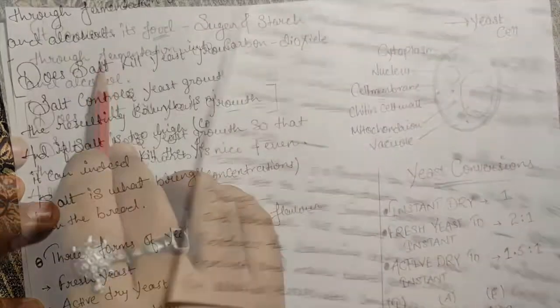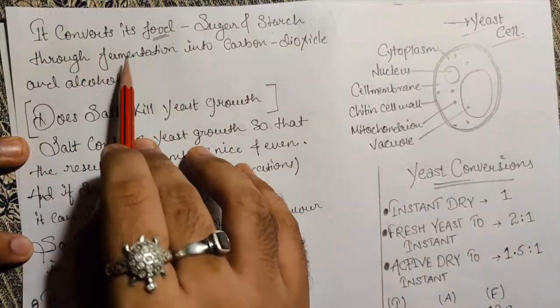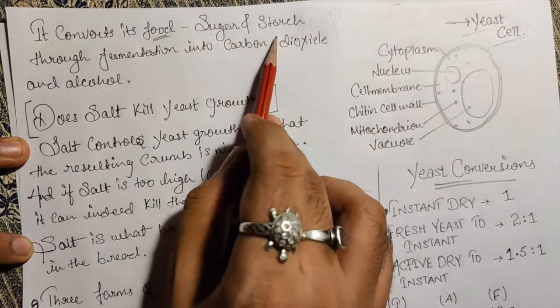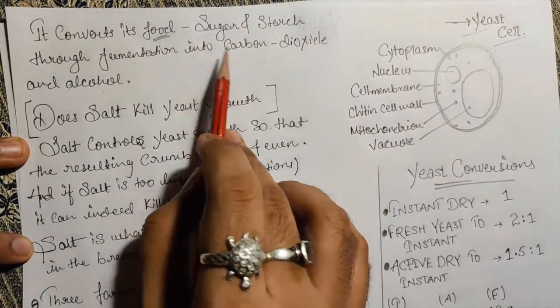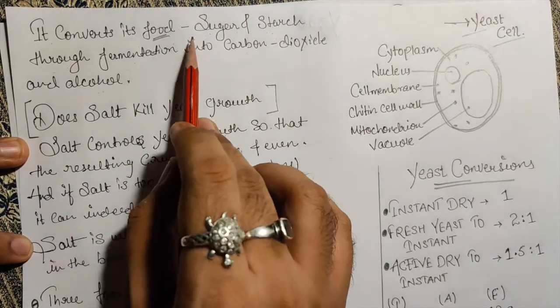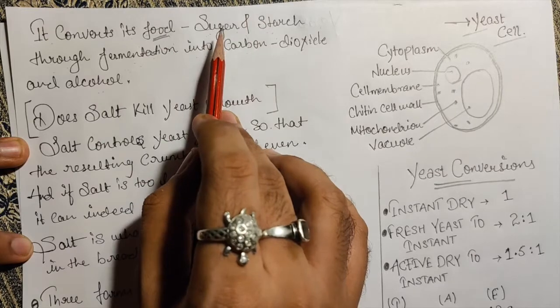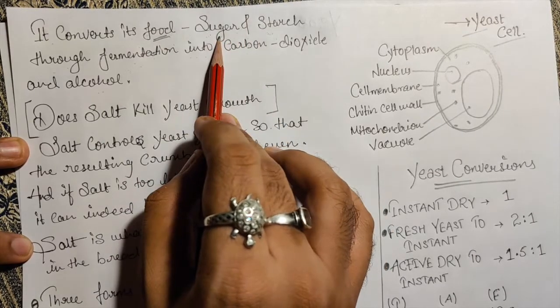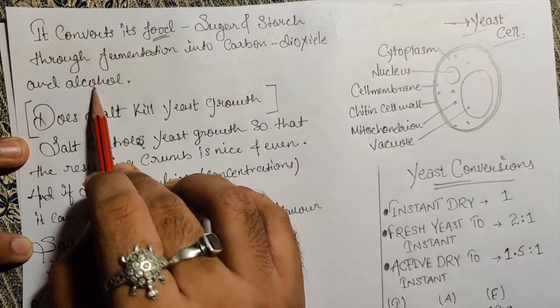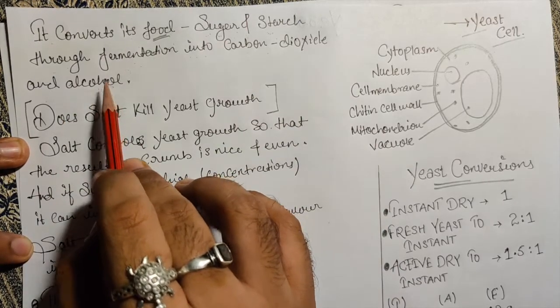Let's turn the page. Let's see how yeast converts its food. It converts its food, like sugar and starch, through fermentation into carbon dioxide and alcohol. Clear? This is exactly what yeast does: it eats sugar and starch and releases carbon dioxide and alcohol, which helps proof the dough and gives double the size.